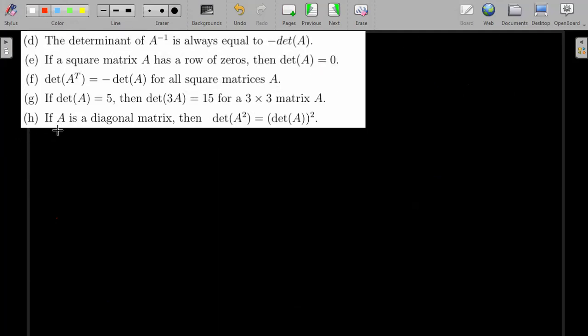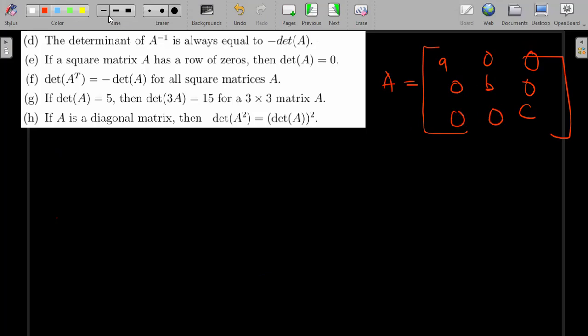On H, they're saying if A is a diagonal matrix. A diagonal matrix is a matrix that has all zeros on the entries that are off the main diagonal. So if, for example, A is a diagonal matrix, it means I have an entry there, an entry there, let me say B here, and an entry there. And then the rest of the places here, we're going to have 0, 0, 0, 0, 0, 0. So all the entries off this main diagonal should be 0, and we call that matrix a diagonal matrix.